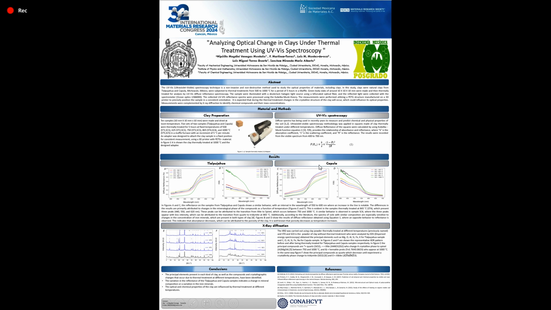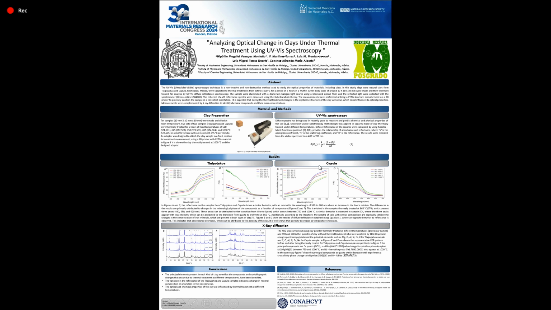In conclusion, UV-Vis spectroscopy is an alternative method for analyzing the optical change in clays subject to thermal treatment, and as a principal point, we can say that the principal element present in each kind of clay, as well as the compound and crystallographic change that occurs due to the thermal treatment at different temperatures, have been identified.